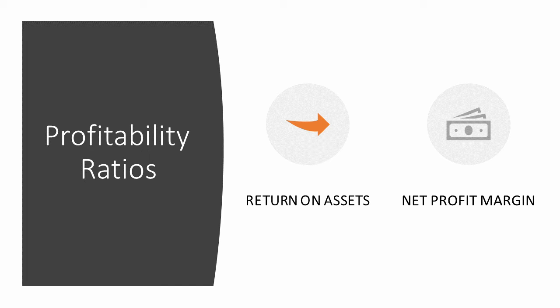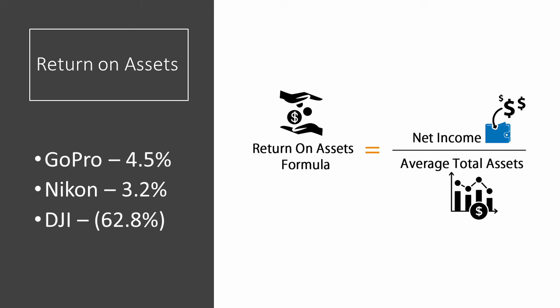Lastly, we'll be talking about profitability ratios. The return on assets is an indicator of how profitable a company is relative to its total assets. Return on assets gives a manager, investor, or an analyst an idea as to how efficient a company's management is at using its assets to generate earnings. GoPro has a return on assets percentage of 4.5%. This means they're earning 4.5% on the assets they have, which is quite low. But compared to other companies in their sector, they are leading.